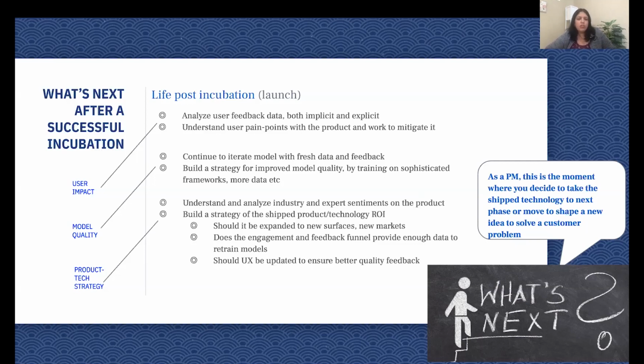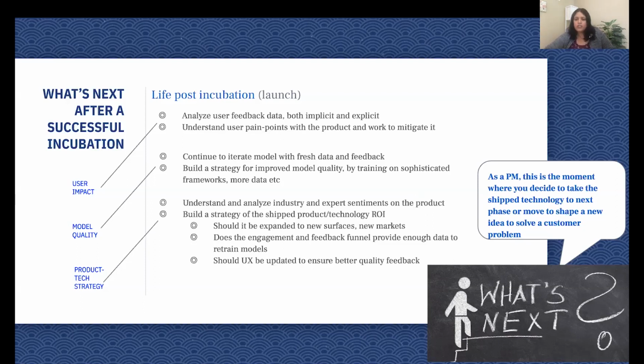What I mean by that is once you launch something, understand and analyze what industry and experts are talking about it. What are their sentiments? What's the product ROI when you expand to surfaces, new markets? Does the engagement and feedback funnel provide enough data to retrain models? If not, do you need more data? How do you get new data? And is the UX good enough? Does it need to be updated to ensure better model quality? Look at all of this. So your job doesn't stop. These are all the things that you have to keep in mind.